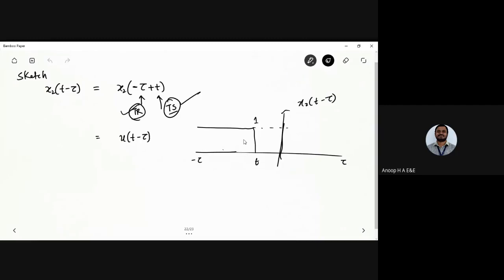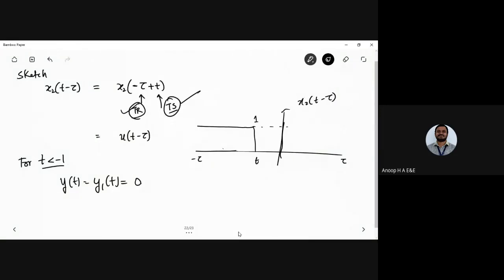So now I need to multiply the signal which is associated. So what would be the output? Okay, can anyone tell me what would be the output y1 of t, the first output? There is no overlapping for t less than -1. 0. Yes, exactly. So that is 0 there, right?